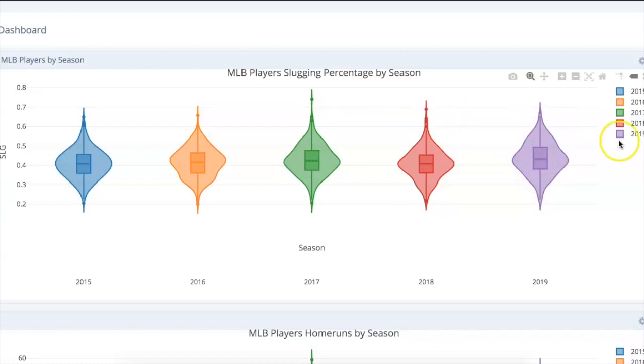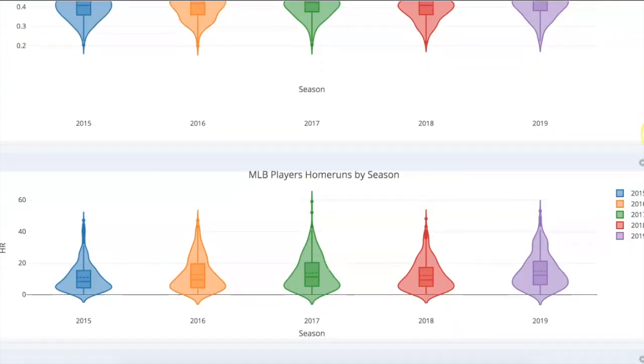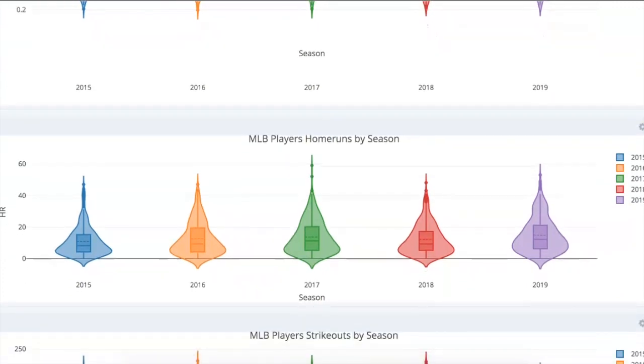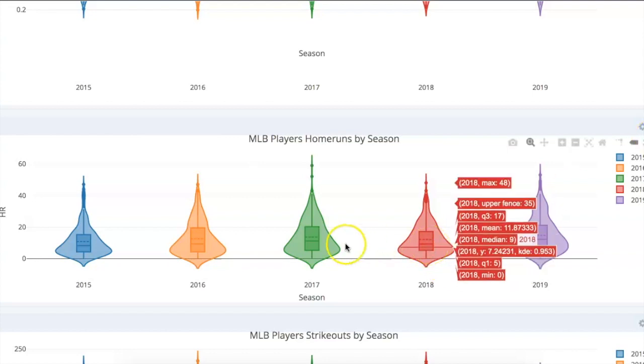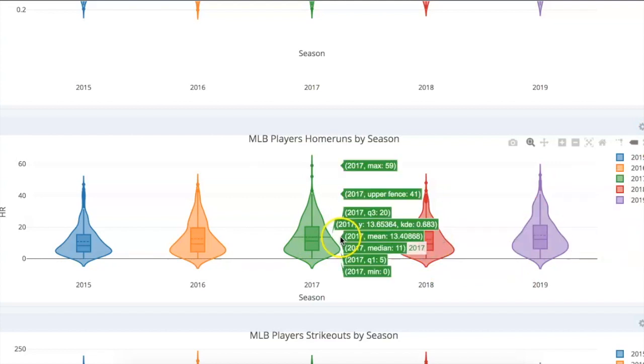In the second graph we're going to be studying home runs, MLB players' home runs by season. Again, 2015 and 2018 have the lowest means and upper quartiles, with 2015 having an upper quartile of 15 home runs and 2018 having an upper quartile of 17 home runs. This is less than all the other upper quartiles for the rest of the seasons. All the other ones were around 20 home runs, so that's just a very large difference between 2015, 2018, and all the other seasons.